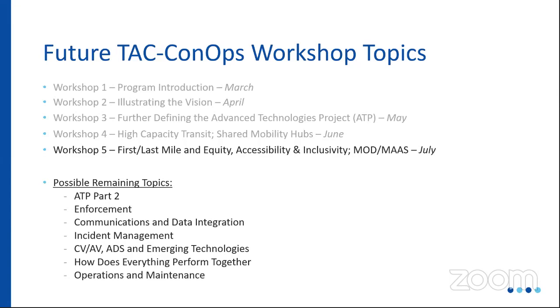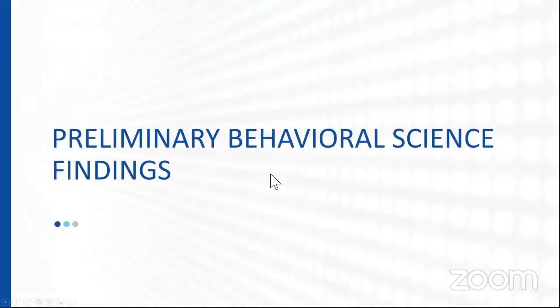So we also have up on deck some possible remaining topics. I won't read them all here, but you can see that some of the high priority things I've already touched on, such as how everything performs together, O&M, and overall communications and data integration. So we have an eye towards particularly how we tee up those conversations with the TAC, and then we will correspondingly bring back those policy related items to you all at future TAC meetings. So with that, I believe I will now be turning it over to Rebecca from Convey, who's going to take us through some of the other more innovative data sources that we've been looking at as we move forward with the Innovate 680 program development of the ConOps.